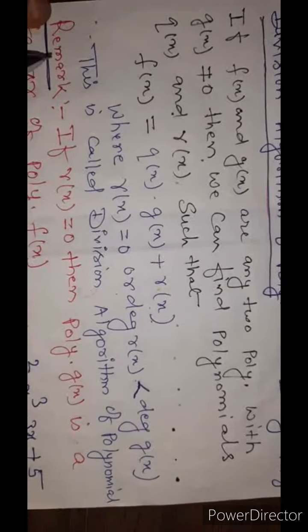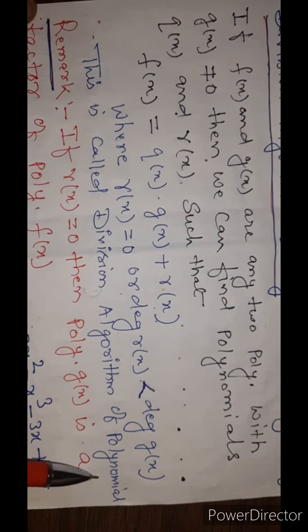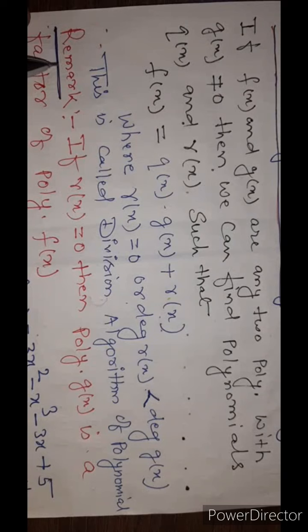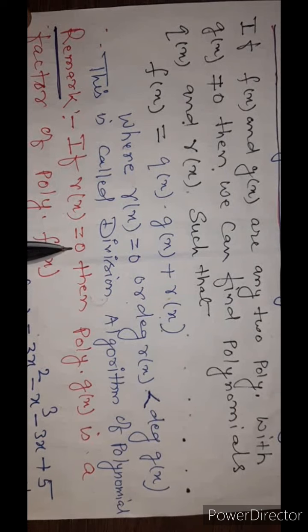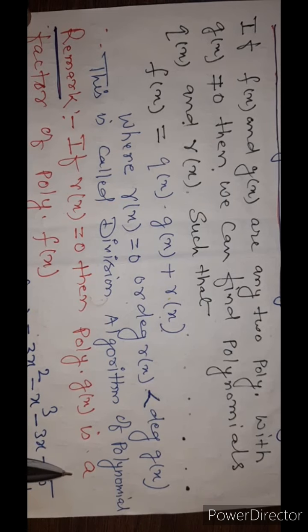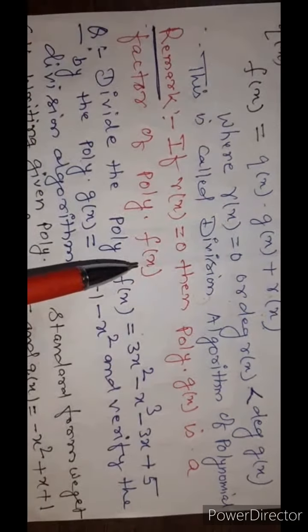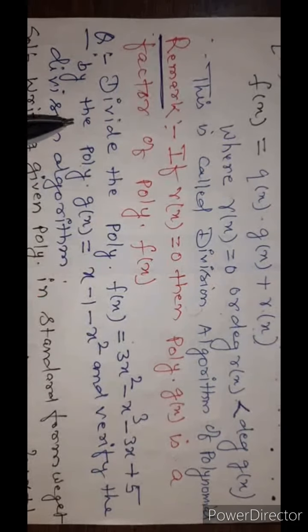Student, this is called the division algorithm of polynomial. Here I have a remark: if r of x is equal to 0, then polynomial g of x is a factor of polynomial f of x. How can you clarify it? For this I have taken an example. Look at here.